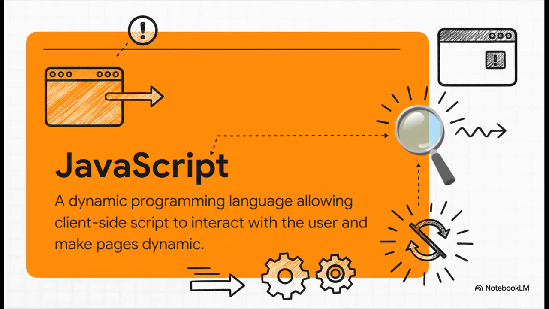And the name of that magic? Yep, it's JavaScript. It's the programming language that brings almost every modern website to life. It handles everything from interactive maps to loading new posts as you scroll. It is the engine of the dynamic web.